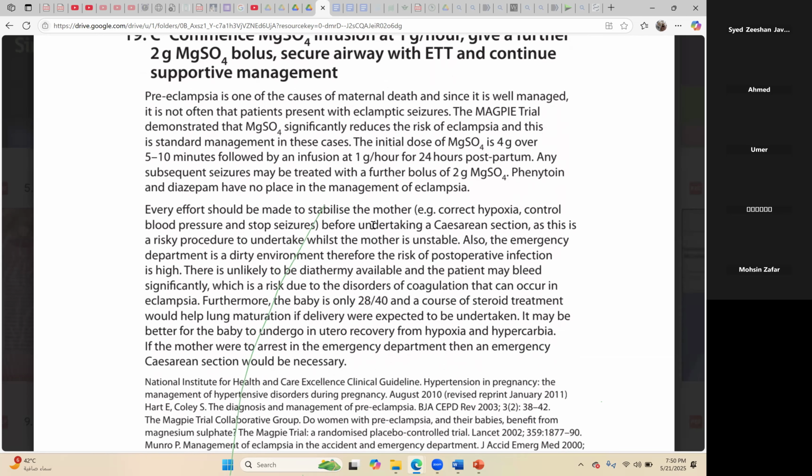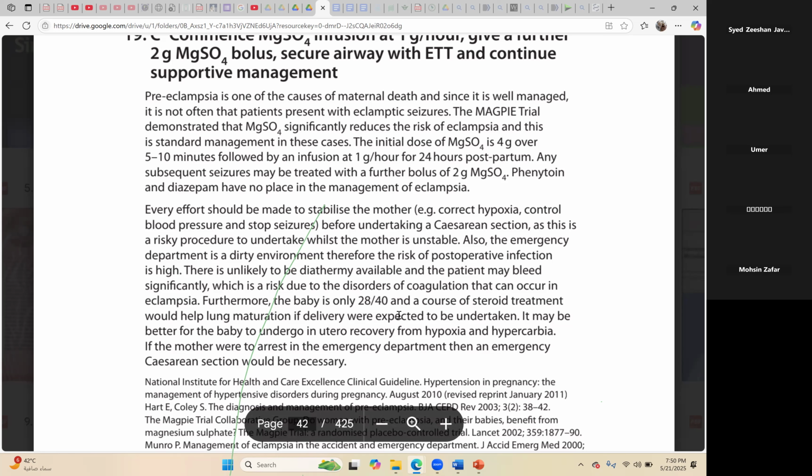Every effort should be made to stabilize the mother, correct hypoxia, control blood pressure, and stop seizure before undertaking a cesarean section, as this is a risky procedure to undertake while the mother is unstable. Also, the emergency department is a dirty environment, therefore the risk of post-operative infection is high. There is unlikely to be diathermy available, and the patient may bleed significantly, which is a risk due to disorders of coagulation that can occur in eclampsia.